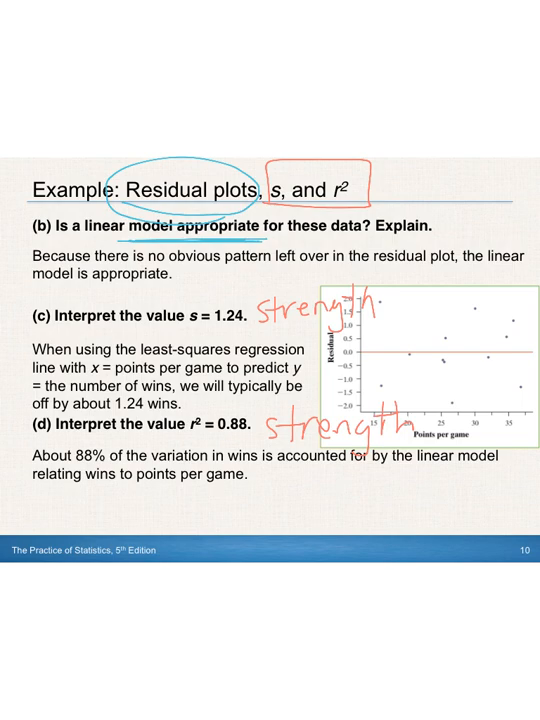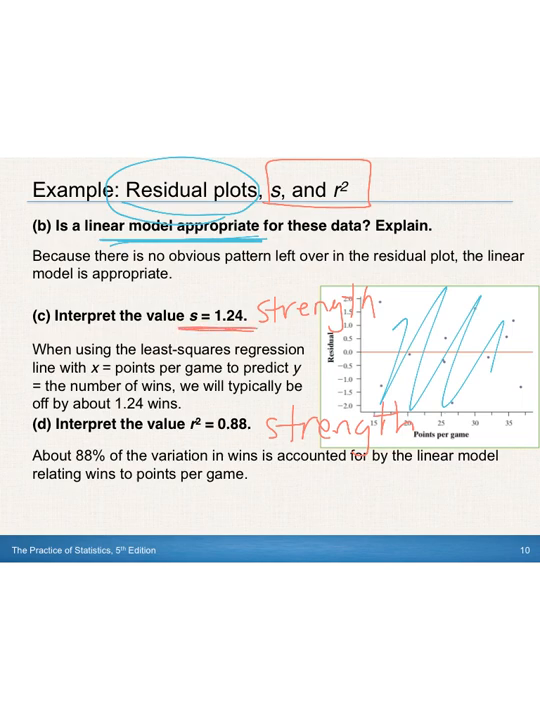Just like when we decided whether a normal distribution would be appropriate for a set of data, and we looked at a normal probability plot, we were looking for a pretty straight line without any curves or outliers. We look at a residual plot to decide if a linear model is appropriate for comparing an explanatory and a response variable. In these residual plots, we are looking for no pattern in the dots. And so this is all scattered. We can assume that for this particular situation, where we're comparing points per game to wins, we can use a linear model. And so the linear model we have has an S of 1.24.